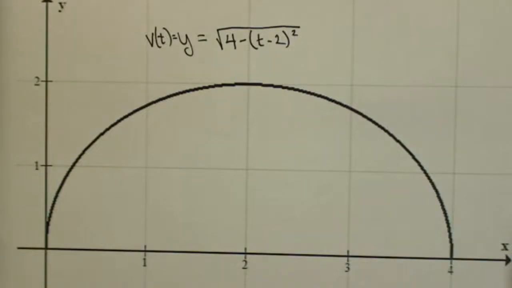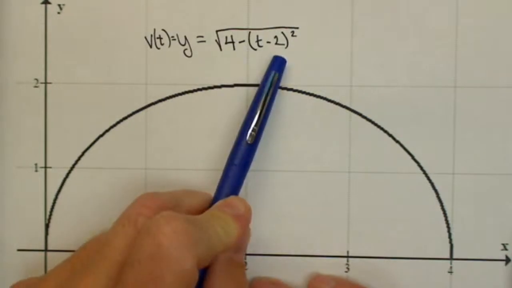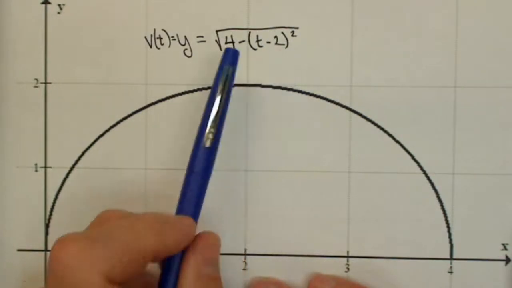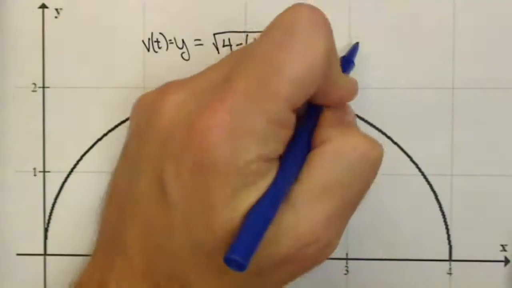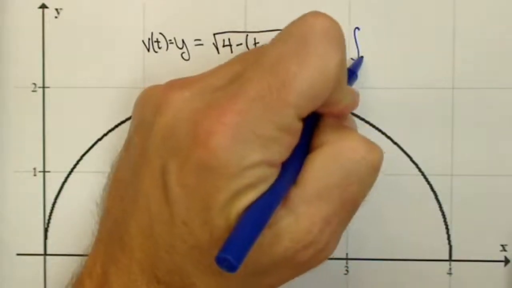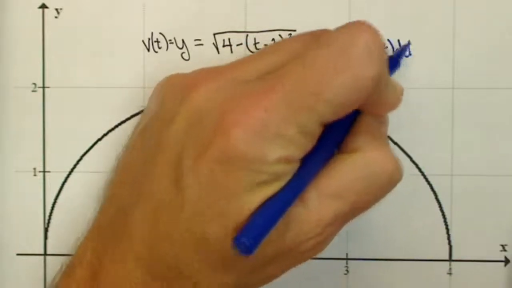So in activity 4.9, we're given a velocity function, the square root of 4 minus the quantity (t minus 2) squared, which is going to be half a circle with a radius of 2 that's centered at the point (2, 0). So here's our graph, and we can use this to help us calculate the integral from 0 to 4 of v of t dt.